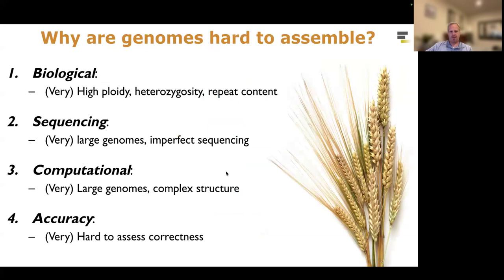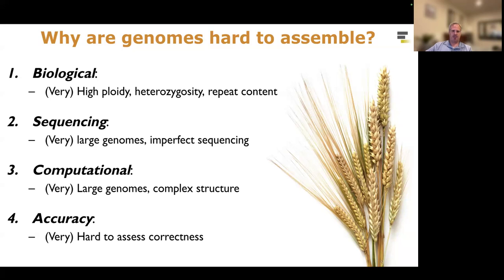People have been attempting to assemble genomes for decades now, but nevertheless, it remains a very hard problem to tackle for a variety of reasons. Biologically, the human genome has basically two copies of every chromosome. We're diploid, but other species may have more copies per chromosome.